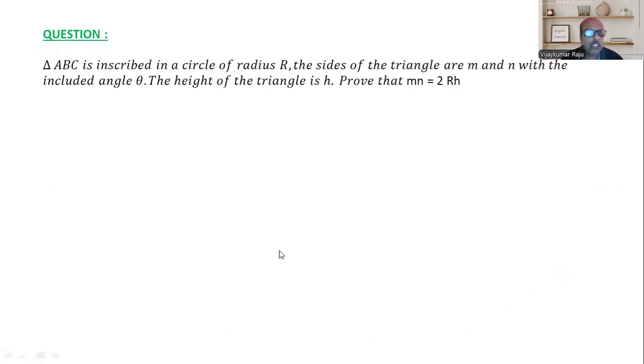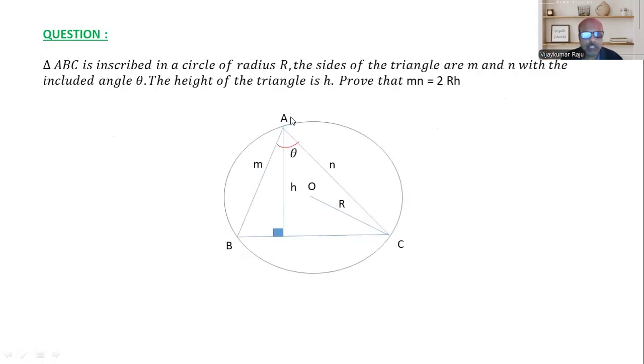Question. Triangle ABC is inscribed in a circle of radius r. The sides of the triangle are m and n with the included angle theta. The height of the triangle is h. To prove that m into n is equal to 2rh. The figure is like this. So it's the triangle ABC which is inscribed in a circle of radius r. O is the center of the circle. Height of the triangle is h. And two of the adjacent sides are m and n with the included angle theta.